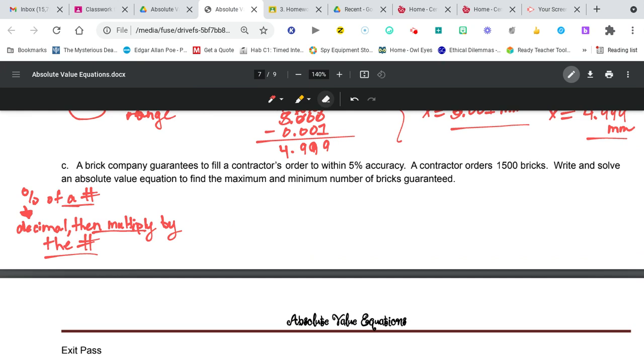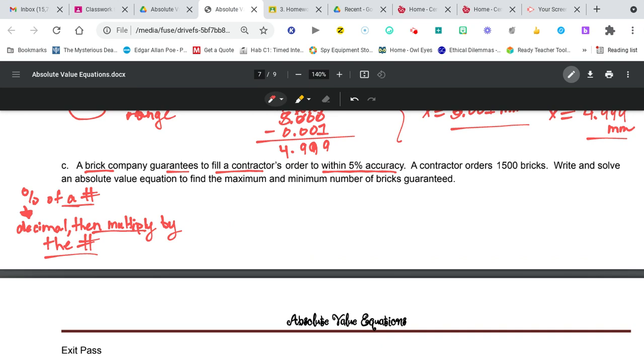It says, a brick company guarantees to fill a contractor's order to within 5% accuracy. Okay, so you imagine trying to put bricks on the back of a truck and haul them off to somebody's property so they can build something. Who's going to sit there and count every one and be exact for all the bricks? There might be some mistakes there.